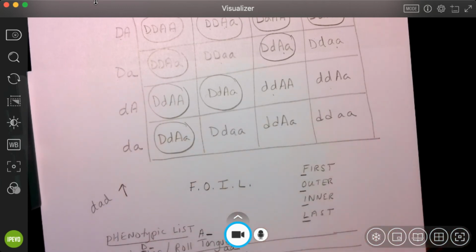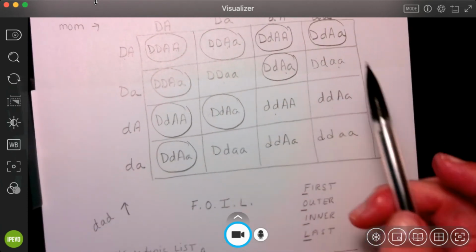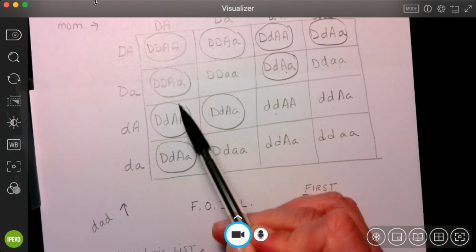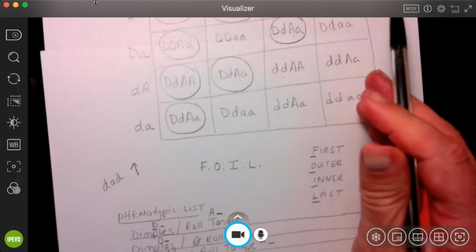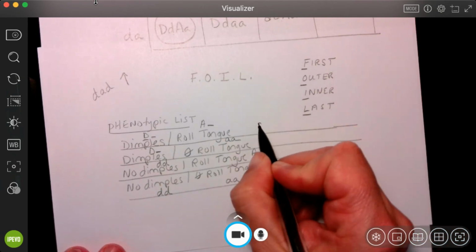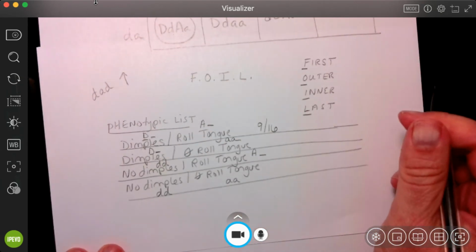So now I'm going to count up how many boxes I circled. 1, 2, 3, 4, 5, 6, 7, 8, 9. 9 out of 16. Now I'm going to go down to my little list and write down the fraction. 9 out of 16 would be considered having dimples and being able to roll their tongues.